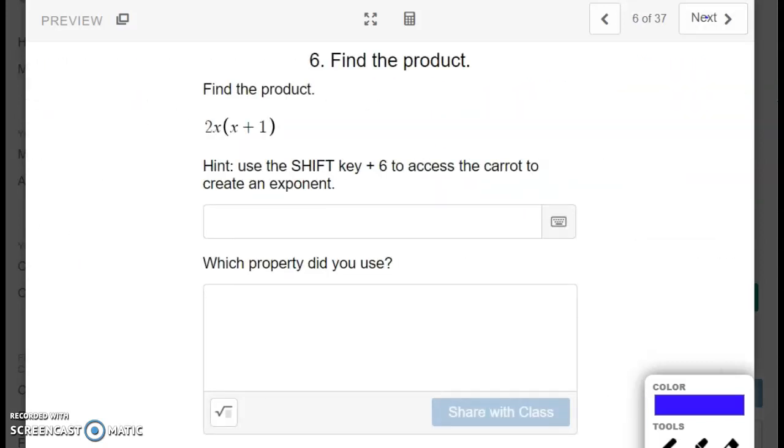Find the product. So 2x multiplied by x plus 1. Okay, what is the answer? Again, what we're going to do is we're going to multiply 2x times x, which is going to be 2x squared. And then to that, you're going to add 2x multiplied by the second term of the binomial. So 2x times 1 is 2x. So that's my final answer. What is the property that we use? It's the distributive property.